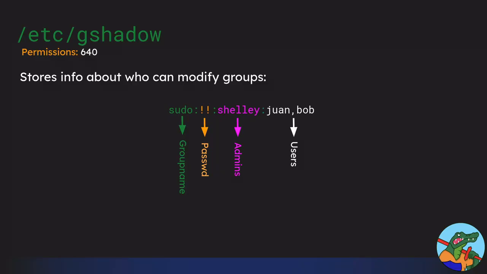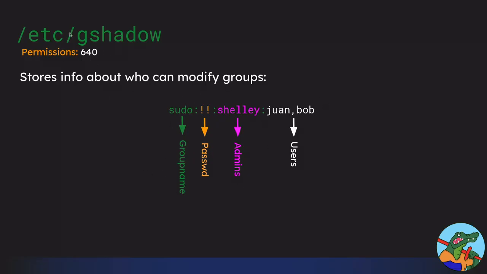So /etc/gshadow is very similar to how /etc/shadow stored the passwords for the users in /etc/passwd. /etc/gshadow stores the passwords for the users, well, not the users actually, the groups in /etc/group. And that might be a bit of a weird concept. How does a group have a password? It's not like you can log into a group. Well, the thing is, you actually can, and I'll demo that later.